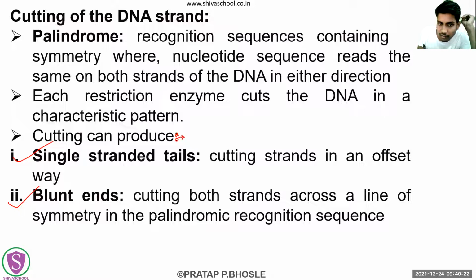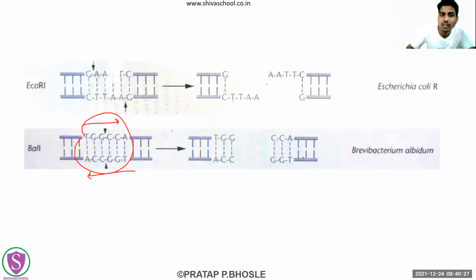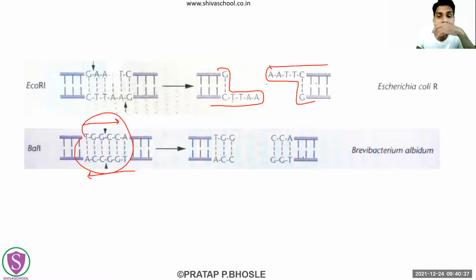Cutting can produce these two types of tails. If that cutting is unequal, it is going to produce sticky ends. That means unequal cutting. You can see it was a palindromic sequence, but this E. coli enzyme is not going to produce the same kind of cutting of both the strands at the same location.